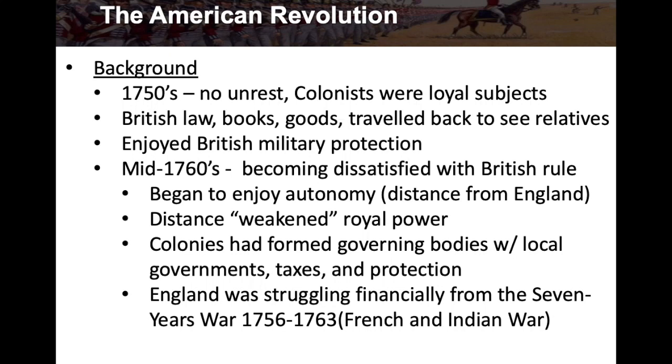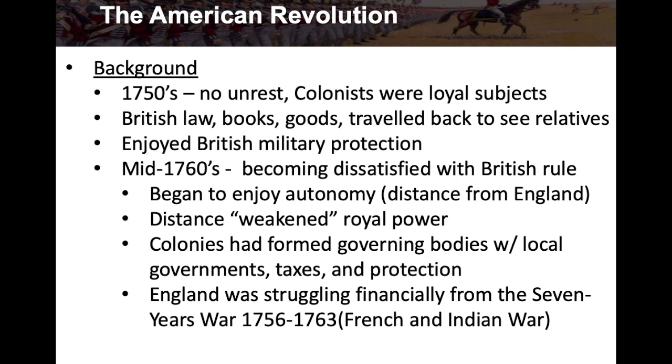So there's no unrest. British law was being followed. They were reading British books. Goods were going back and forth between the colonies and England. People were leaving the colonies to travel back to see relatives in England, and then leaving England and coming back home to the colonies. They were enjoying British military protection from different groups, whether that be the Native Americans or other groups like the French. They were enjoying military protection from the British.